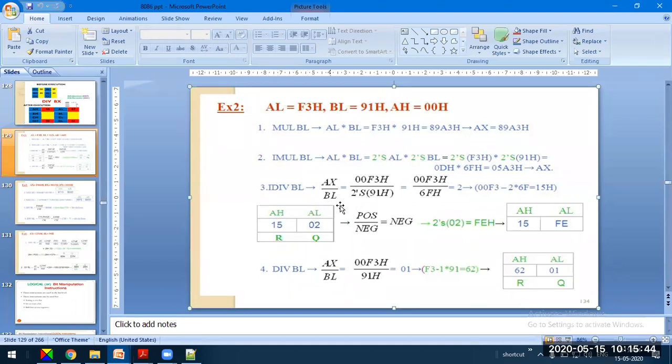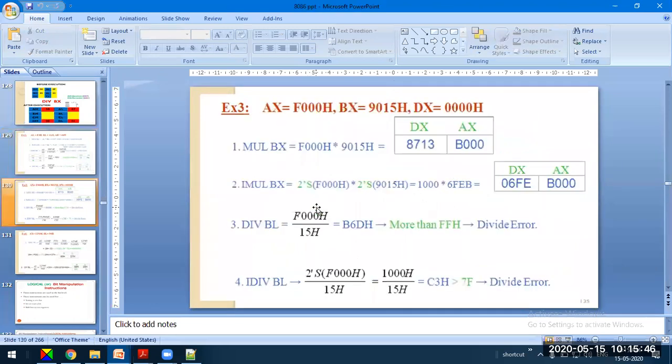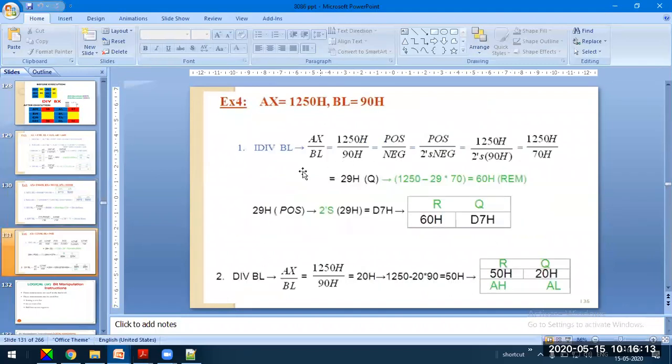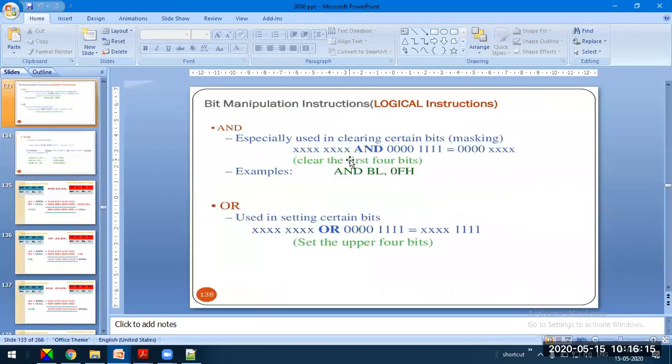Okay. So there are some examples here. We can look into examples. For a 16-bit division operation, AX contains the quotient and DX contains the remainder. Especially for a multiplication operation, for a 16-bit multiplication, the lower 16 bits are in AX and the upper 16 bits are in the DX register. There are various examples. You can look into that.